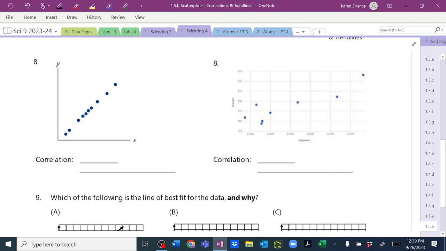Number 8. Or actually, this should be number 7, but apparently I can't count because I went 1, 2, 3, 4, 5, 6, 8, 8. The one that should be number 7, but is labeled number 8, what kind of correlation do we have there? We have perfect, positive. Yes.